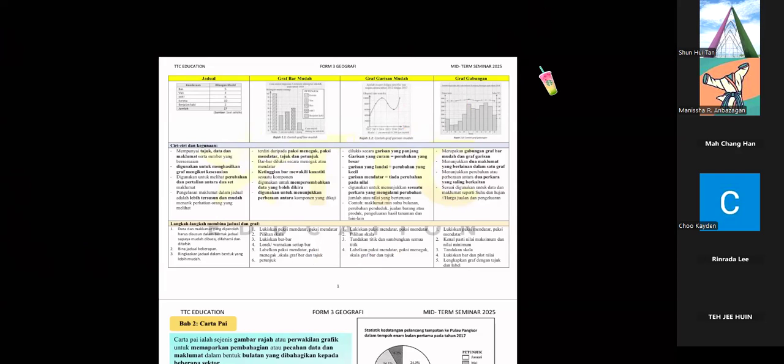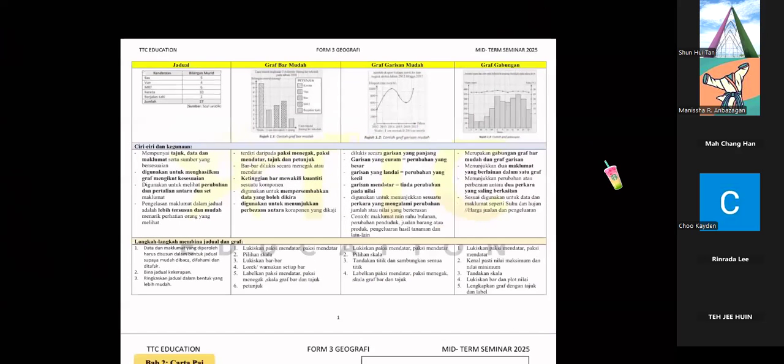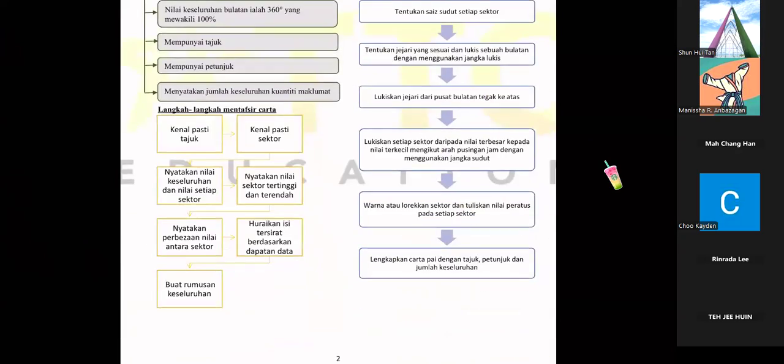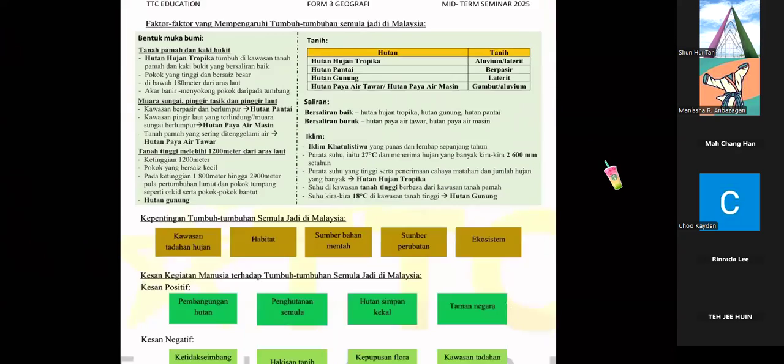Yep. Okay, here. Now, you already have these books, and I actually provide you chapter 1, chapter 2, all the way until chapter 5 notes.